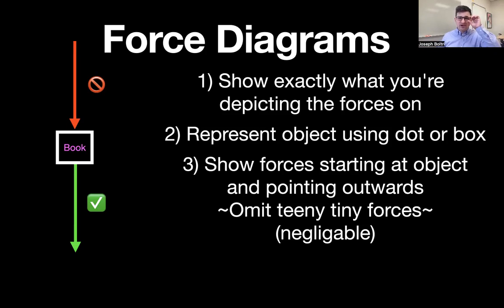The other thing I'll mention here is that in a force diagram, you only show non-negligible forces. So if a force is really small and we can ignore it, you don't put it in the force diagram. This is going to come up with problems where there's just a tiny bit of air resistance, but it's so small it can be ignored. So just make sure that in your force diagram, you have no negligible forces.